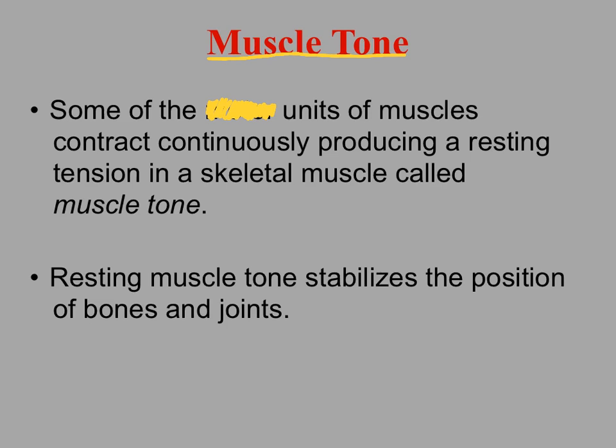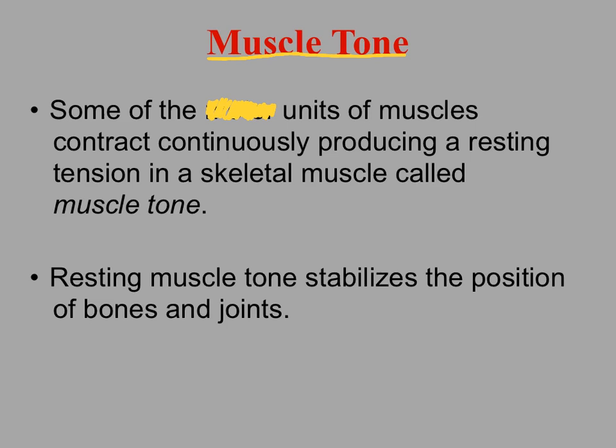Not all parts, not every single fascicle is contracting at all times. So it's almost like the fascicles take turns contracting, where one fascicle will contract and then it gets tired and then another fascicle takes over. And so this produces a continuous resting tension, not contraction, but a tension on the bone that the muscle is attached to. And this is what we call muscle tone.